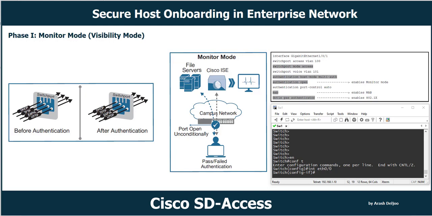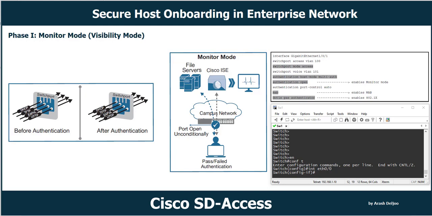Phase 1, monitor mode or visibility mode. The 802.1x deployment model recommendation is to start with monitor mode. In monitor mode, the port status is open authenticated, in which traffic is allowed regardless of the authentication status. It means that all traffic will be allowed. Look here, before authentication, all traffic is allowed, and also after authentication. It means that it is not related to authentication, and that without authentication, all traffic can pass. Why? Because this is monitor mode.